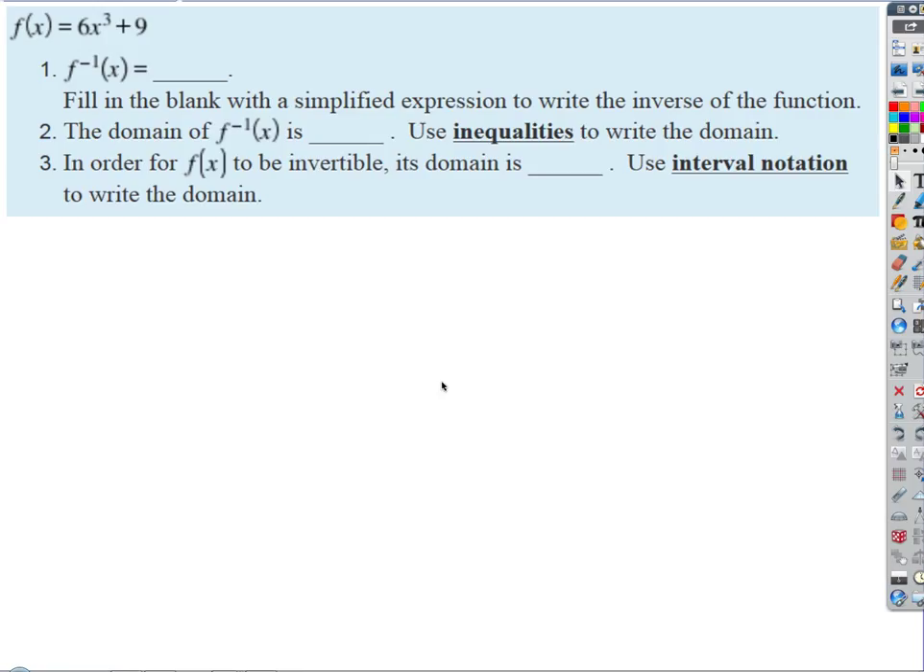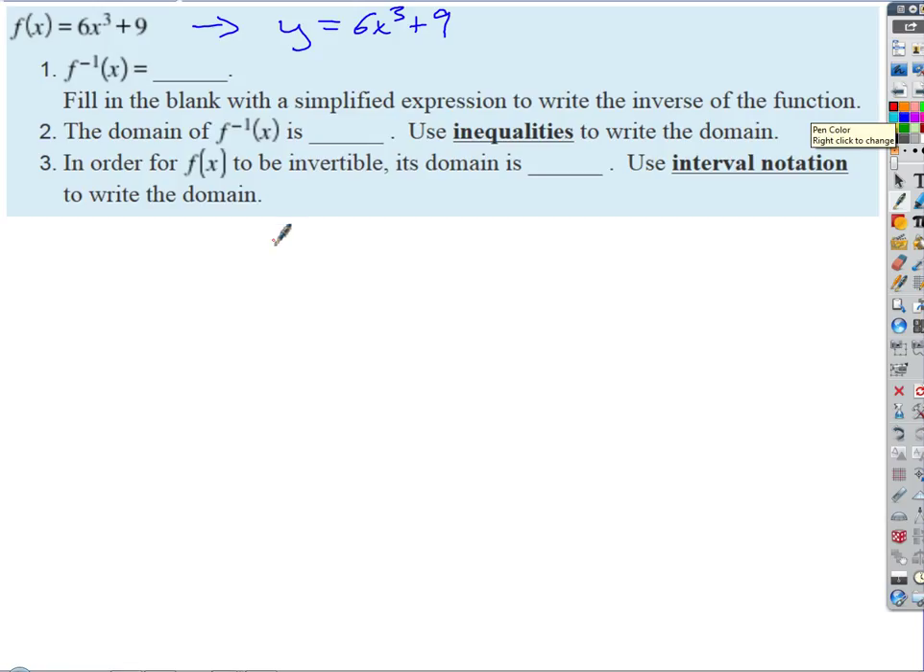Okay, so what about this here? Finding the inverse is no big deal, right? Well, what would the steps be to get this inverse? We already talked about switching the x and y, right? So write this in terms of y. What are the steps in order to get y by itself when I switch it?